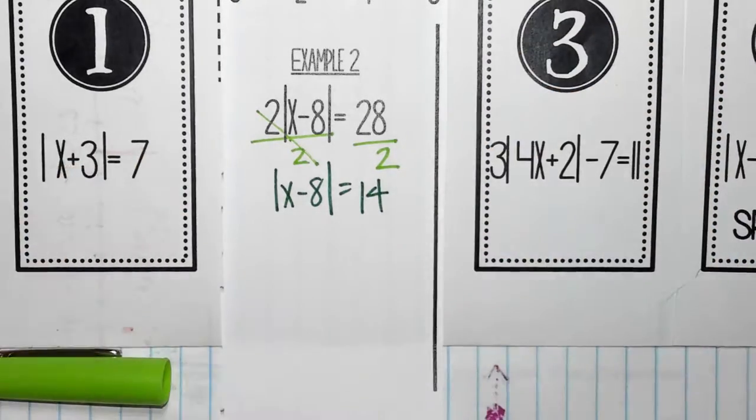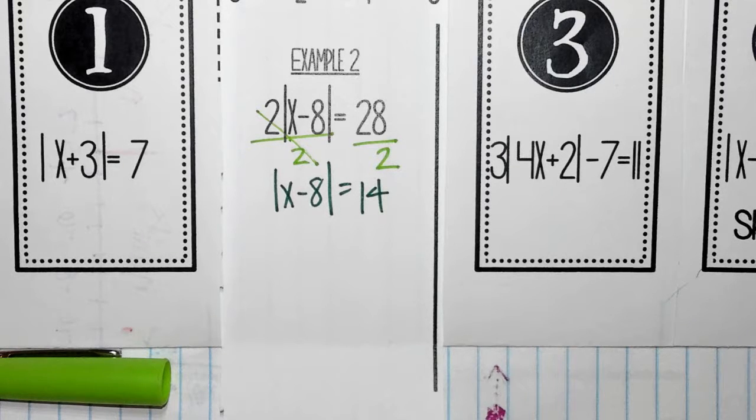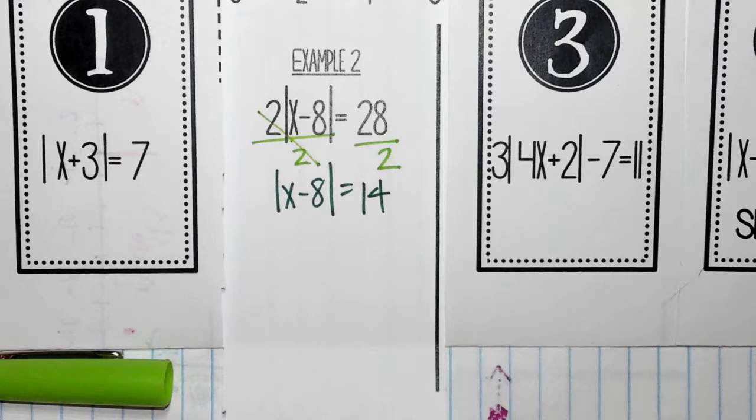Where did you get that 14 from? 28 divided by 2. That's okay. Divide both sides, baby. Okay, now can you work this one without me? Do it. Work it out. Go, ninjas, go.